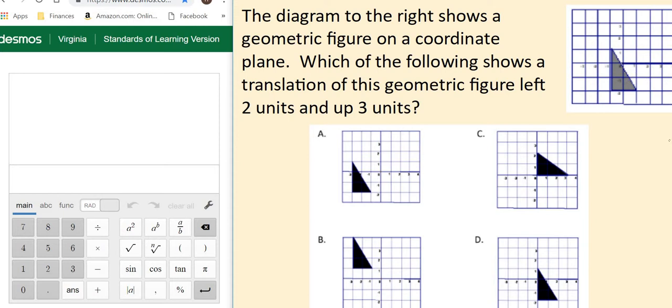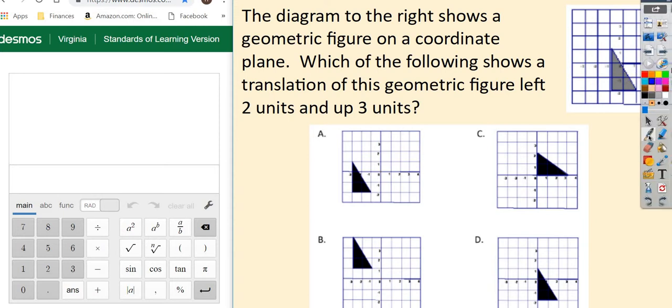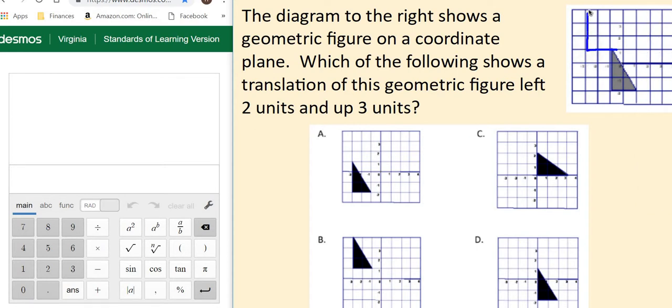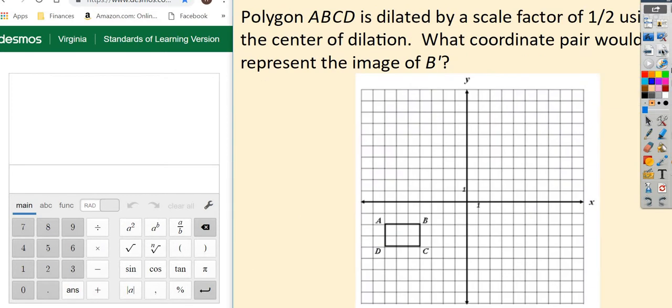So I'm going to make sure I have my pen. I do. And I'm just going to take this and I'm going to go left 2 units, which is 1, 2, and then up 3, 1, 2, 3. So that's where the top of my triangle should be. And the only one that looks like that would be B. So I didn't even have to move the whole thing. I just had to move 1 point and make sure I knew exactly where it went.